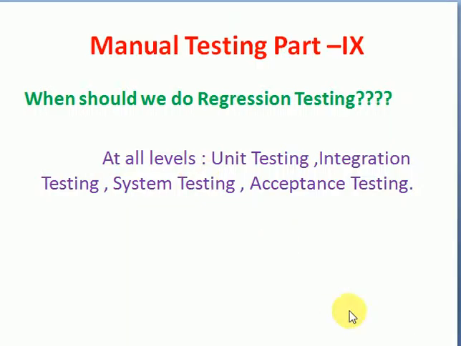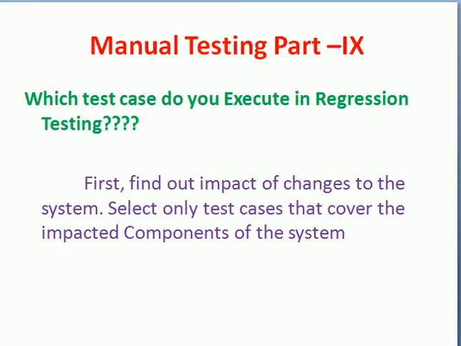Which test cases do you execute in regression testing? Well, before you select the test cases that you execute in regression testing, you have to find out the impact of changes to the system, because regression is only possible in areas which have changed. So first of all, find out the impact of changes to the system, then select only test cases that cover the impacted components of the system. That is because time is key, and you basically want the minimum set of test cases that cover all the impacted components of the system.